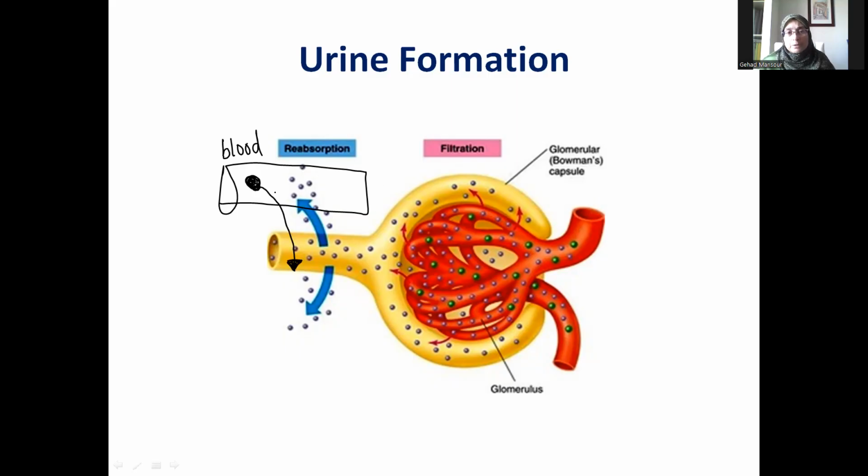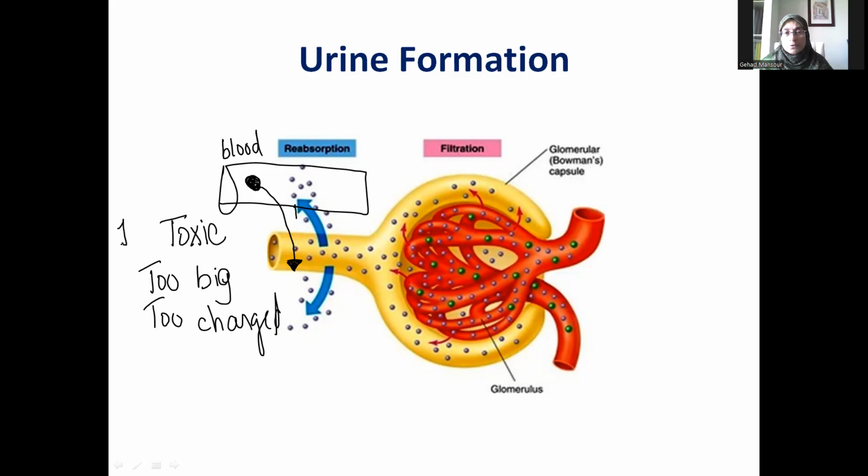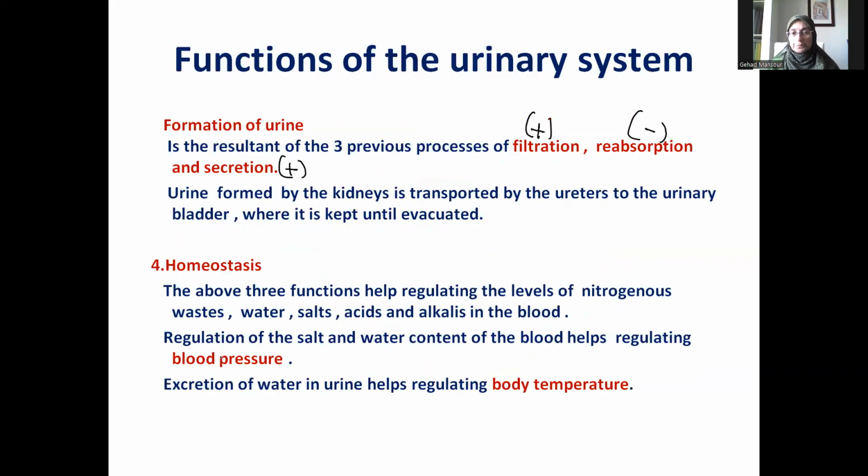Why are we doing this? Because these substances are toxic substances. So if they are toxic substances, why haven't you filtered them? Because they were too big to be filtered or too charged to be filtered. So if you have a substance with these three characteristics, toxic, unwanted, too big, and too charged, the best way to get rid of it is secretion.